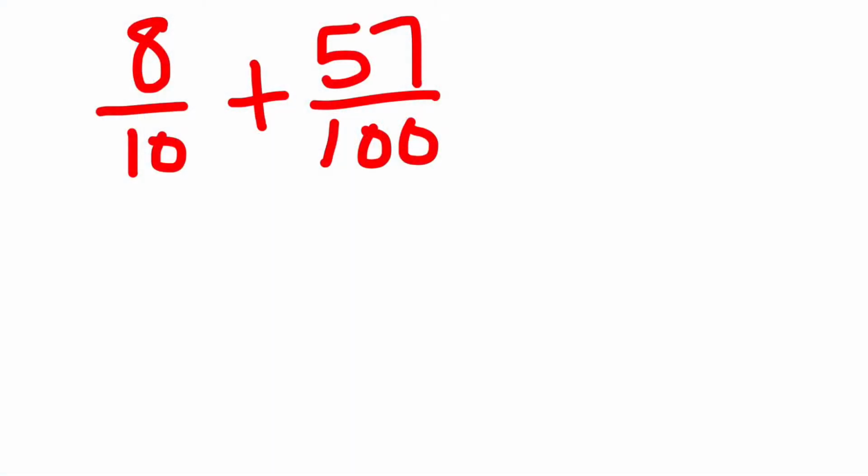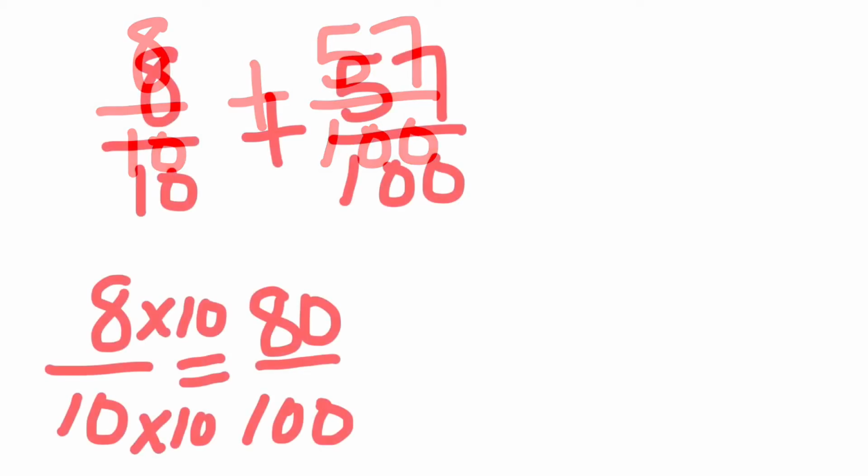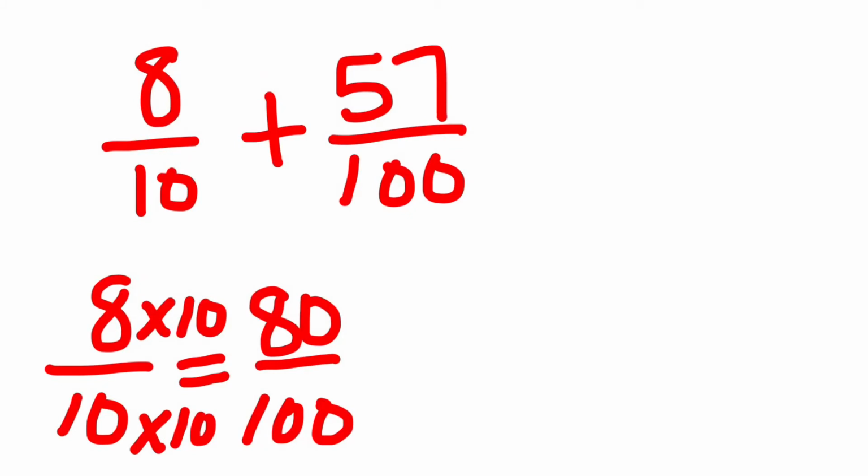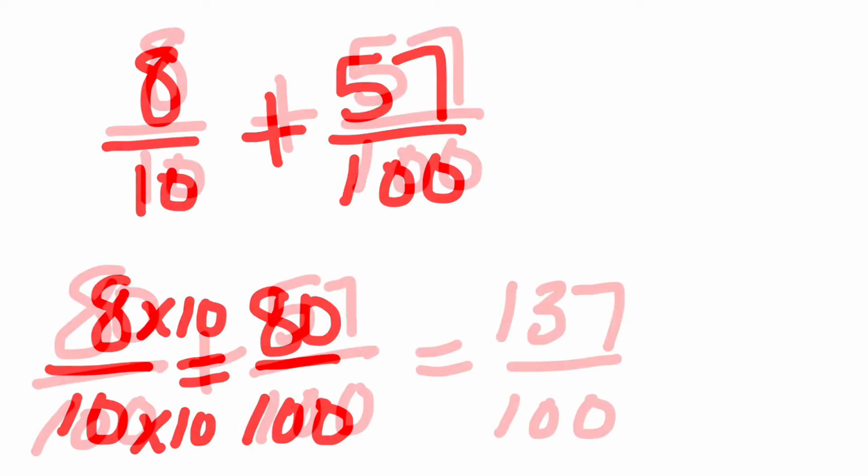So I start with 8 tenths plus 57 hundredths. I know that I'm adding because it asked me to find the sum, and sum is a keyword for adding. Now, as I get ready to add, I notice that one of my denominators is 10 and the other is 100. So I need to convert my 8 tenths to a denominator of hundredths. So I end up with 80 hundredths.